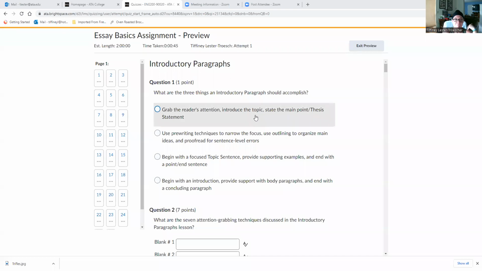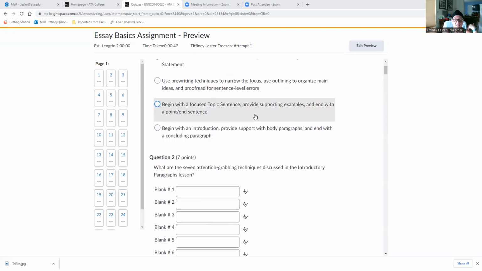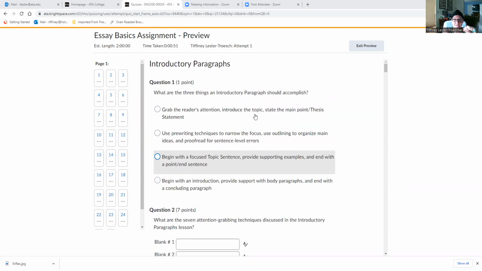Hey everyone, just going to take a few minutes here to explain what you need to do here on the Essay Basics assignment quiz. Go ahead and pull that up here. So first things first, remember, this is just an assignment. It is in the quiz area. It is formatted like a quiz, but please remember, it is just an assignment.